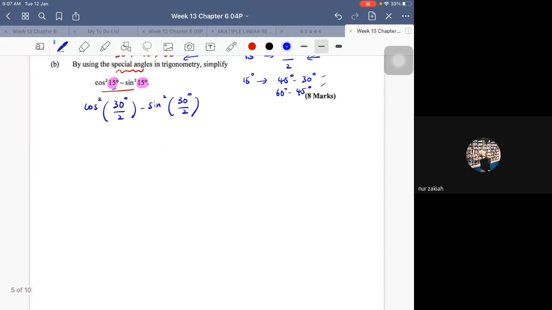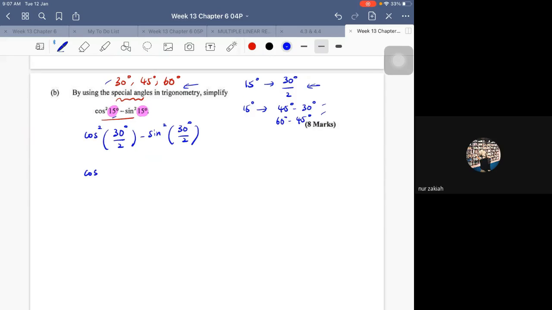Okay, now I'm going to change this form a little bit. I akan tulis dia sebagai cos 30 degree bahagi 2 square. Sebab kita ada square dekat tengah ni, maknanya cos dengan angle tu dua-dua kita kena square. And on this side I'm going to have sine 30 degree bahagi 2, so this is also going to be square. So next what I'm going to do is, kalau tengok ni, dia adalah dalam bentuk half angle. So I'm going to apply the half angle formula.